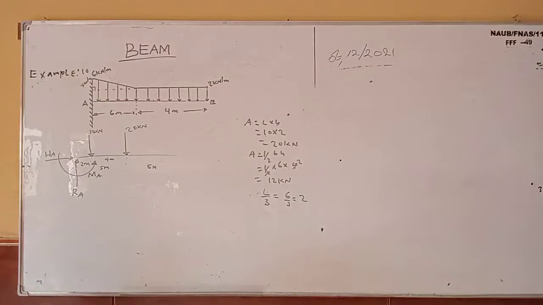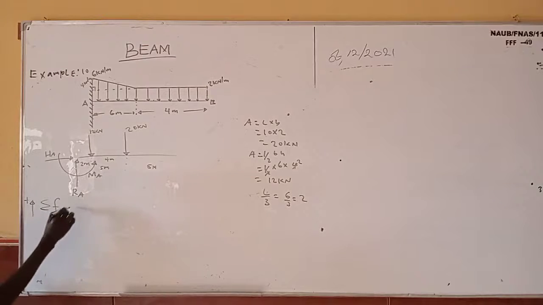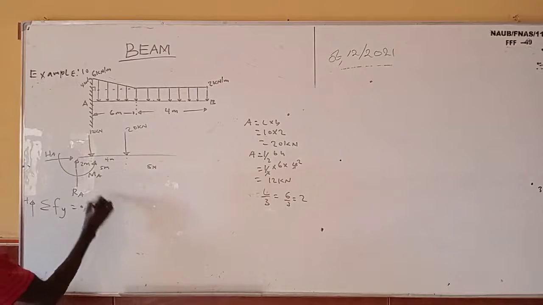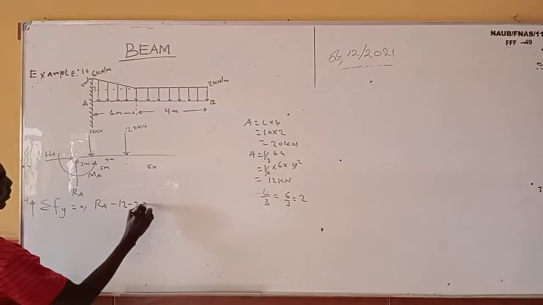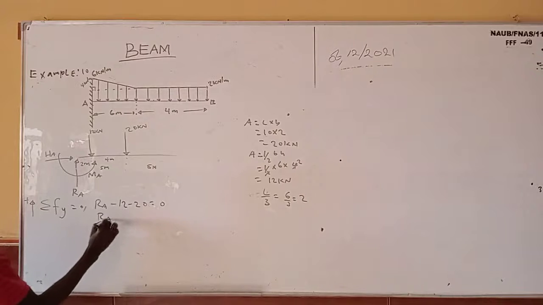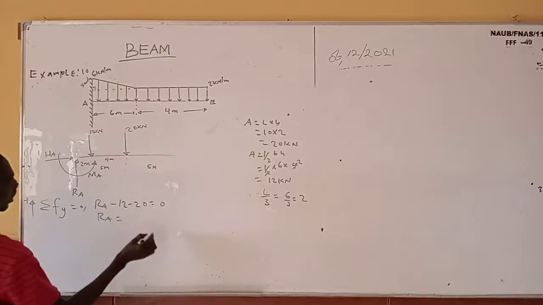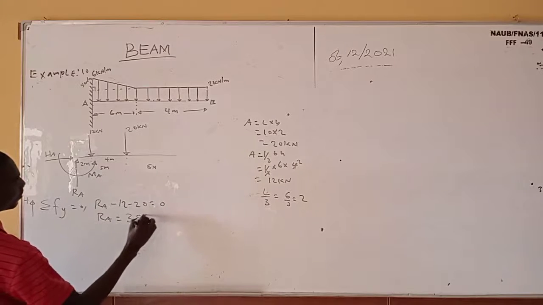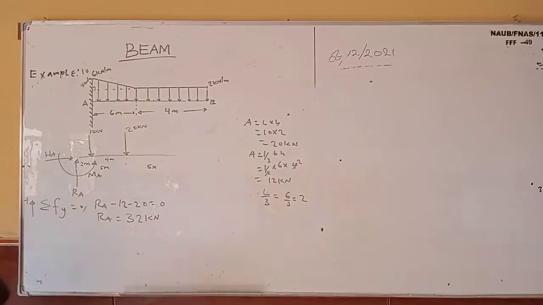So now the next thing is to calculate our horizontal force. Our horizontal force is going to be 0, and let's leave that. So now the next thing is to calculate our what? Summation of y forces, positive, equals 0. It means we have only one upward force, which is RA. This one will be minus 12 minus 20 equals 0. So RA will be equal to, if you add this one and this one, you are going to have what? 32. And when it crosses, it's going to be positive 32 kilonewton. You get that?